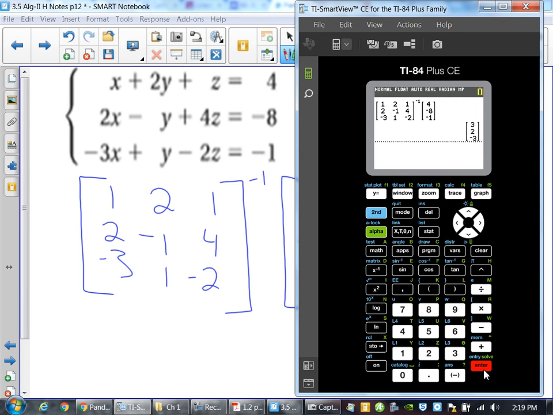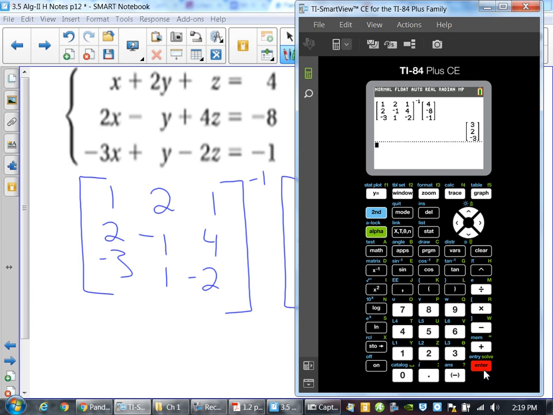Okay? So, guys, the idea here is, yes, you can use matrices to solve the problems, but it's more or less going to be one of the things that you can use to help check the problem.